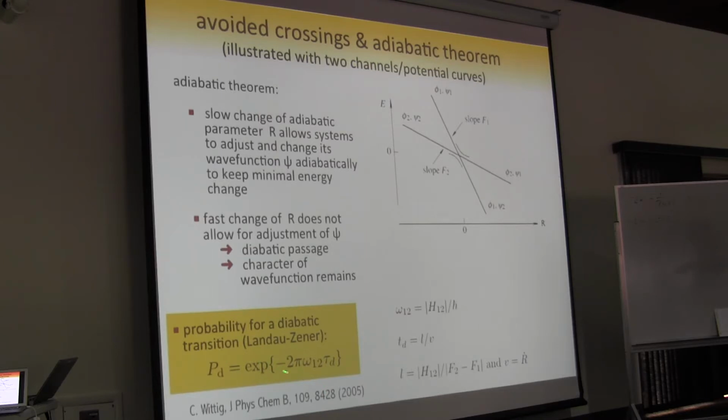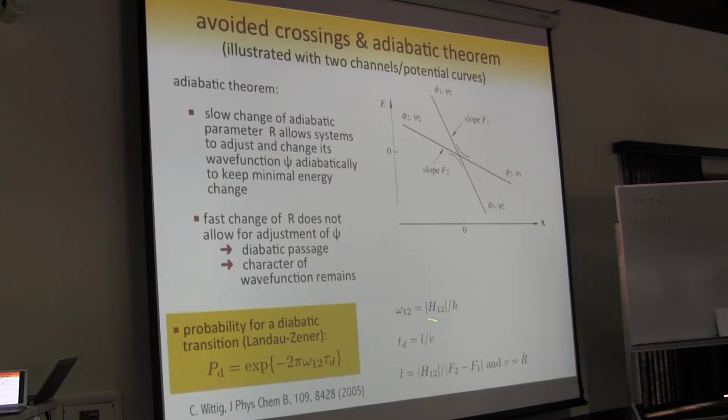It's e to the minus 2 pi times basically a frequency. And the frequency is nothing but the coupling matrix element over h bar times the time it takes to pass this avoided crossing. And this time to pass the avoided crossing is now the tricky part. I think this, of course, is a very reasonable expression. You probably would come up with it yourself if you think a little bit about it. But what the actual parameters are, which define this diabatic time, is not so easy to derive.